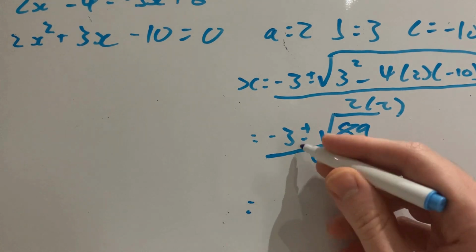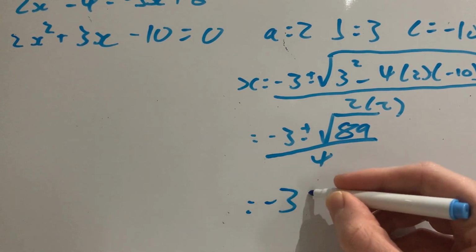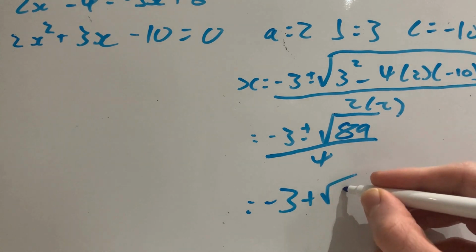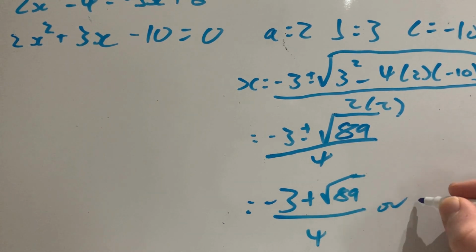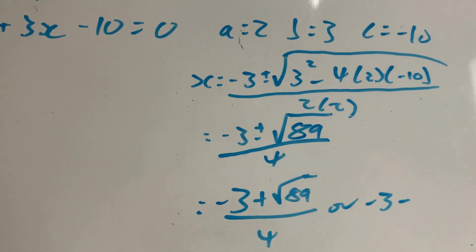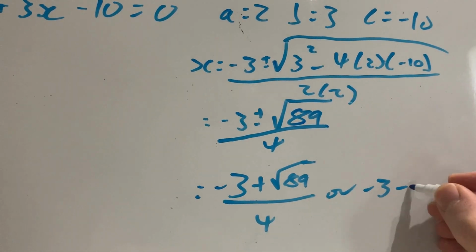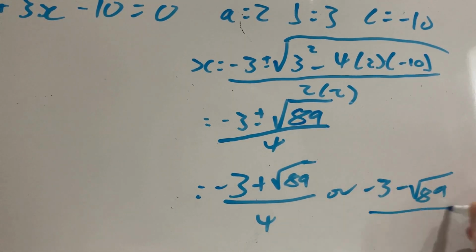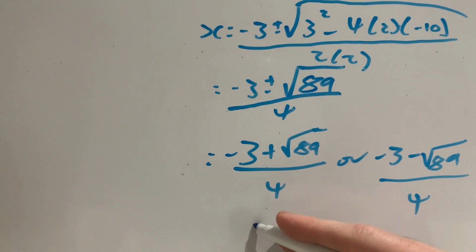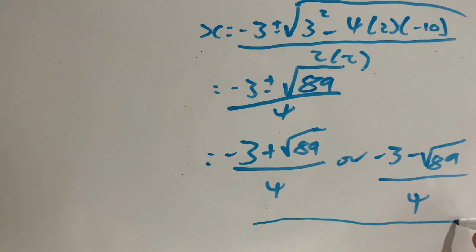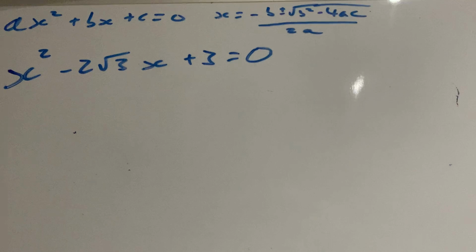And finally, splitting up the plus minus, we're going to have minus 3 plus root 89 over 4, or minus 3 minus root 89 over 4. So this has been really helpful because we would not have been able to find this answer by factorizing, or at least it would have taken us a very long time to do so.